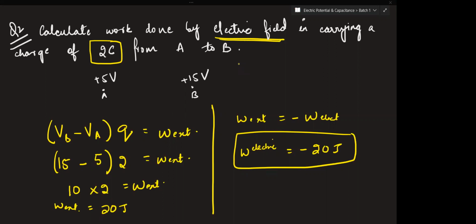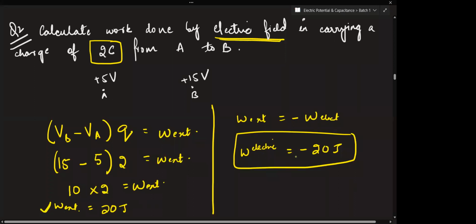Okay, Salman. So if you're getting 20 joule, that is work done by electric force. So you have to add a negative sign, that will be work done by electric field. So whatever question comes, by electric force or electric field, just read the question and answer accordingly. If it is electric force, then till here your answer is correct. And if it's work done by electric field, then you have to bring it till here.